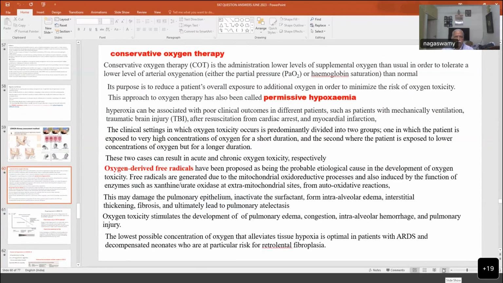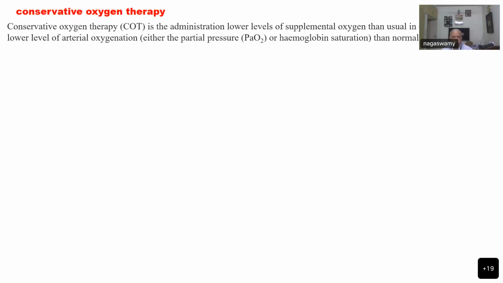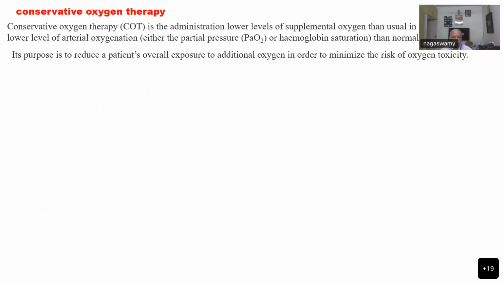Conservative oxygen therapy. As you rightly said, too much oxygen is bad. So administration of lower levels of supplemental oxygen than usual in order to tolerate a lower level of arterial oxygenation, that is partial pressure, than normal, is what is called conservative oxygen therapy. The purpose is to reduce the overall exposure to unnecessary additional oxygen that is not required for the body. So the approach to oxygen therapy has been called permissive hypoxemia.